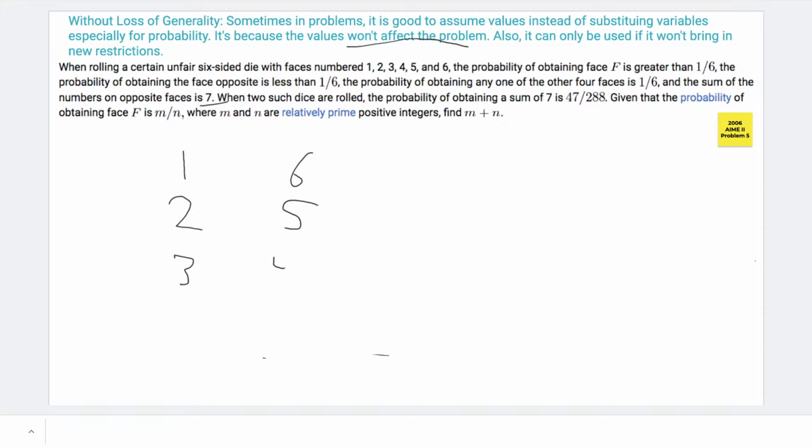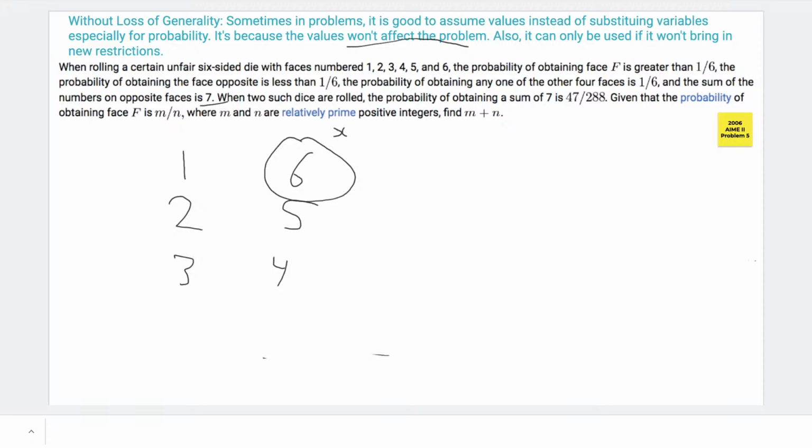Now, it says when two such dice are rolled, the probability of obtaining a sum of 7 is 47 over 288. Given that the probability of obtaining face F is m over n, where m and n are relatively prime, we want m plus n. So let's say that face F is this, x. 6, yeah. And let's say the probability of rolling 6 is just x.